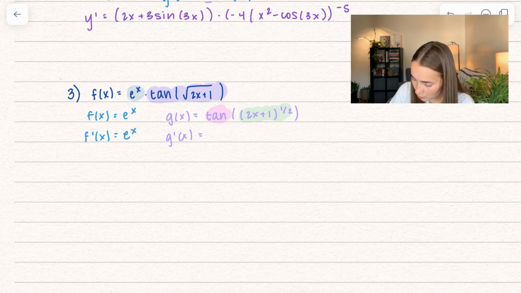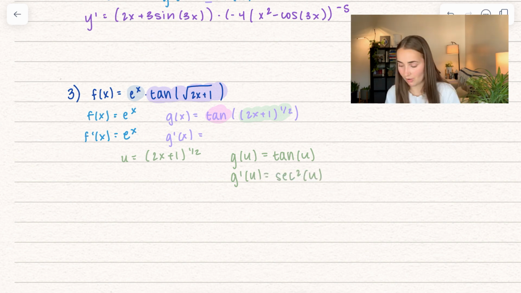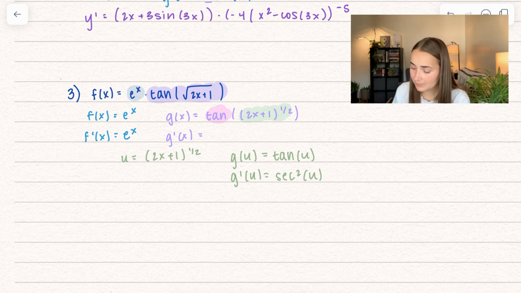So I'm going to say that u is equal to the inside, which is 2x plus 1 to the power of 1/2. And then my g of u is the outside. So that's going to be tangent of u. So I'm going to find g prime of u, which is equal to secant squared of u. If you don't remember that, you can check out my videos on trigonometry. Pretty great. And now, actually, we're going to use chain rule again.